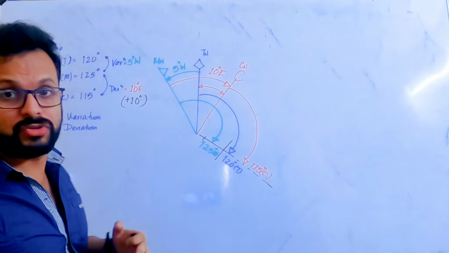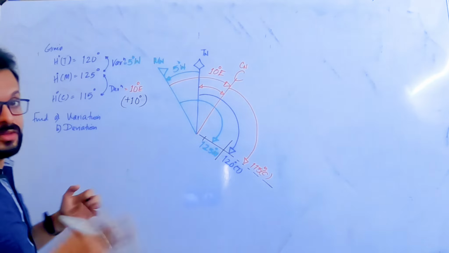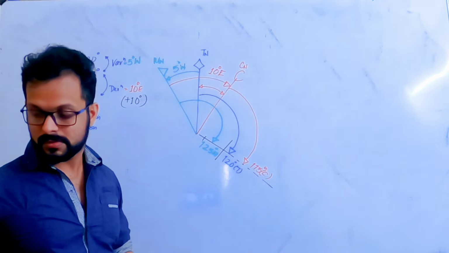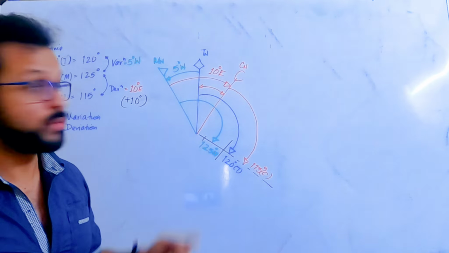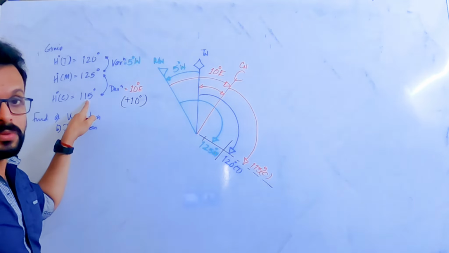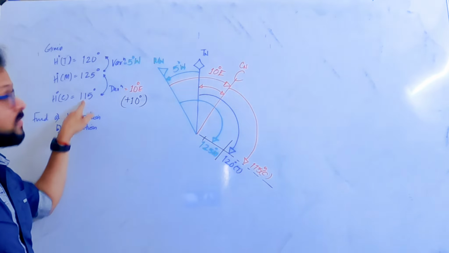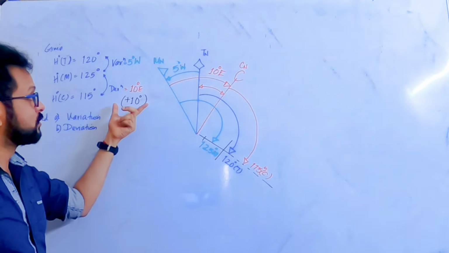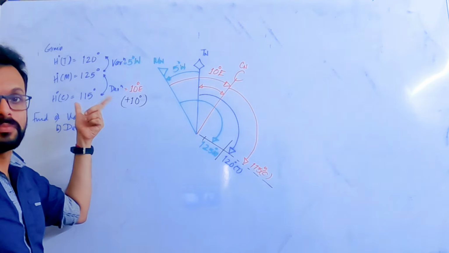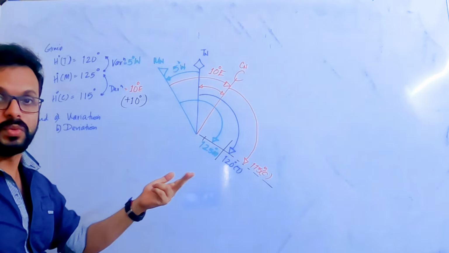What is the error here? Which of these values, magnetic or compass, is the wrong one? The compass is the wrong one, influenced by the aircraft magnetism. So the correction has to be always applied to the compass. So I apply plus 10 to 115, I'll get 125. So this correction or the deviation is always applied to the compass heading to get the magnetic heading. That's how it works, right?